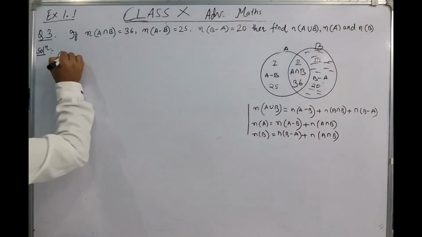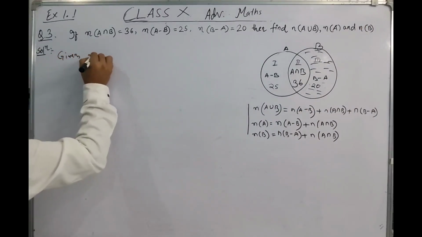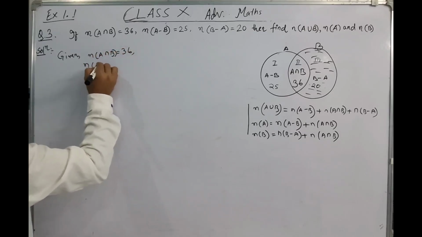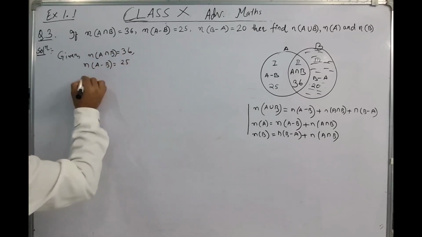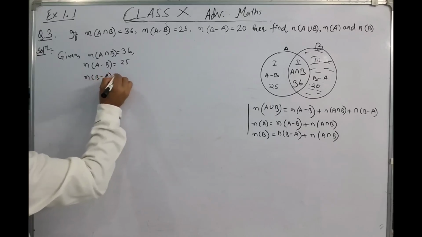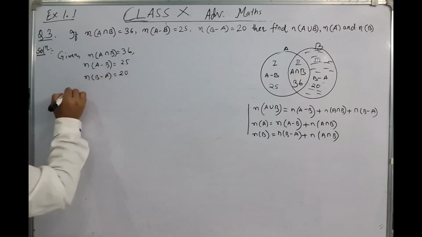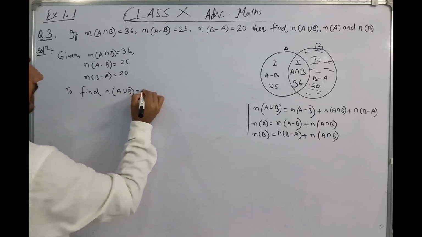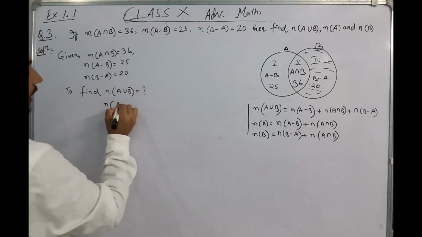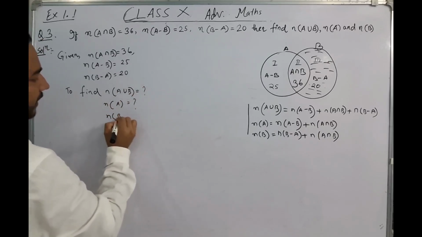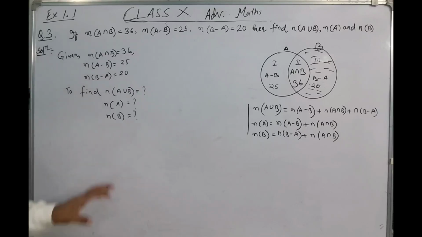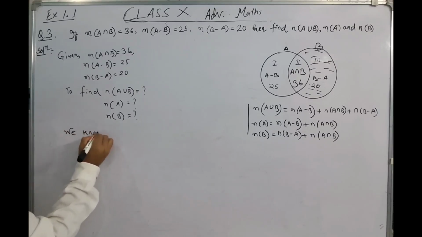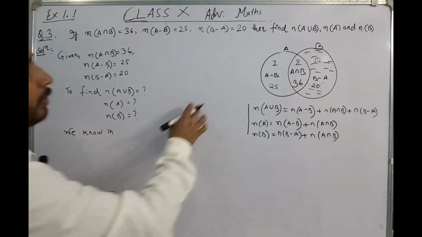So here you will write given. What is given? Number of A intersection B equal to 36, number of A difference B equal to 25, and number of B difference A equal to 20. To find: what to find? The number of elements in the set A union B, then the number of A and the number of B. These three questions we have. Now here we will write, we know that, or you can write from the Venn diagram.